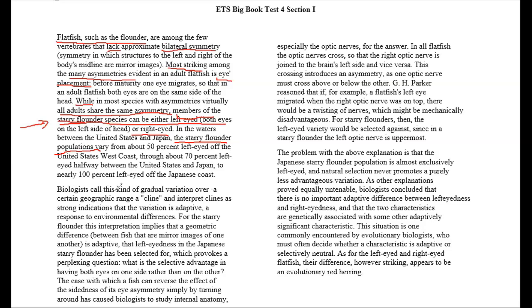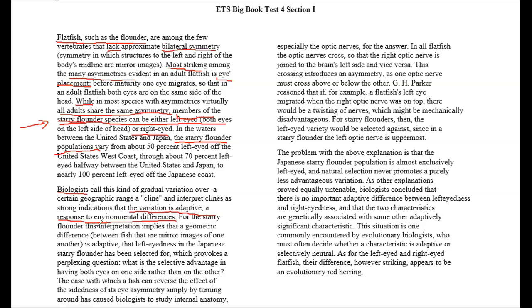Biologists call this kind of gradual variation over a certain geographical range a cline and interpret clines as indications that the variation is adaptive. So basically, biologists are saying that the variation is adaptive, a response to environmental differences. From our general knowledge, we know that a species being adaptive means that it adapts itself to the changes in the environment, and that's how during the process of evolution, the species remains for years, right? So biologists say that these variations are adaptive.